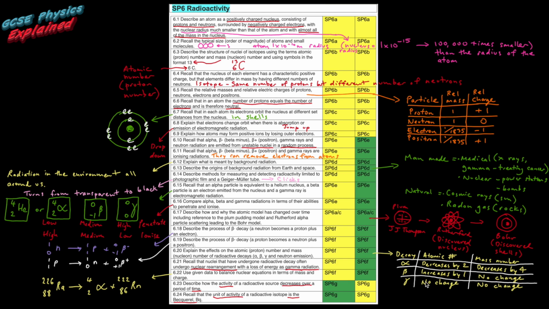For gamma, there'd be no change in the atomic number and no change in the mass number, because gamma is 0, 0. And I need to put on the neutron. Atomic number, no change. But the mass number would decrease by 1.